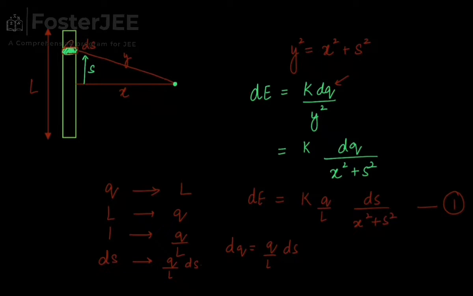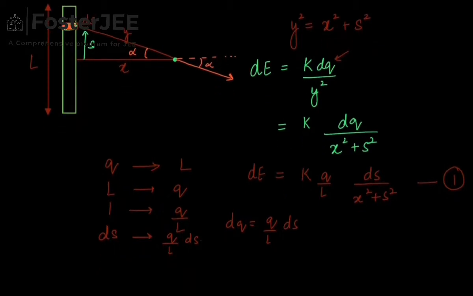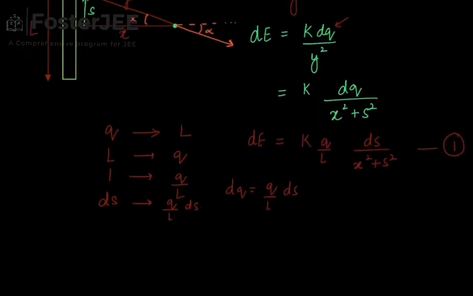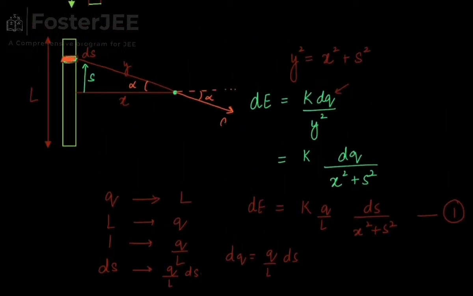Now, since only this point charge is present, due to this point charge, the direction of electric field would be away from this point, that is this. And suppose if this angle is alpha, in that case this angle is also alpha. So this will be dE cos alpha, and perpendicular to it, it becomes dE sin alpha.